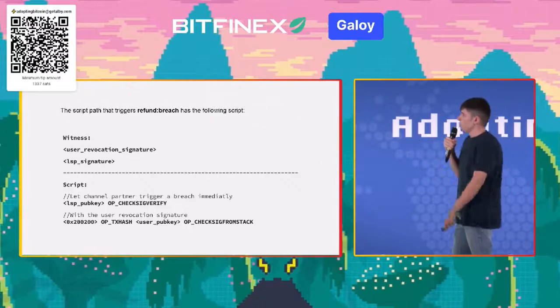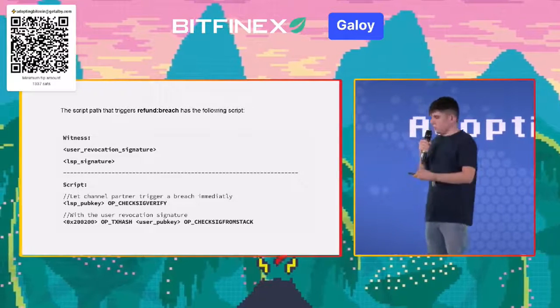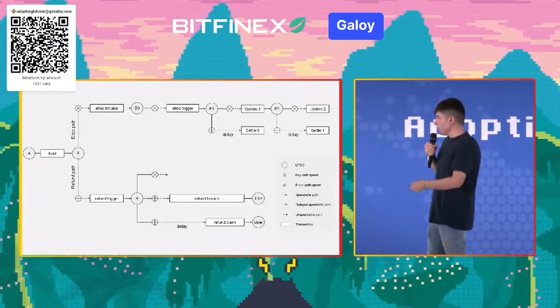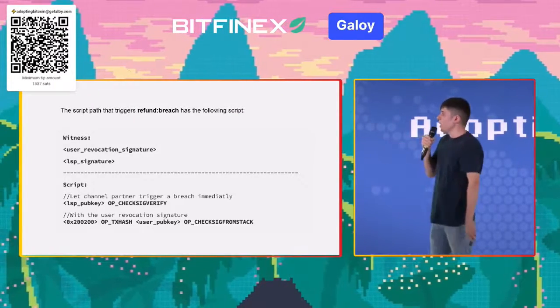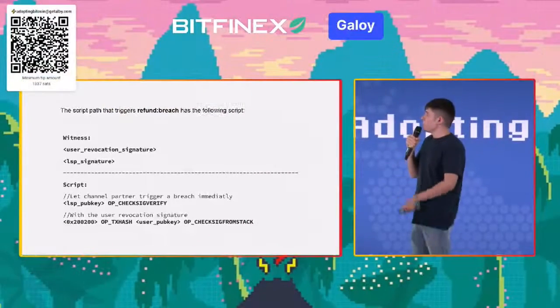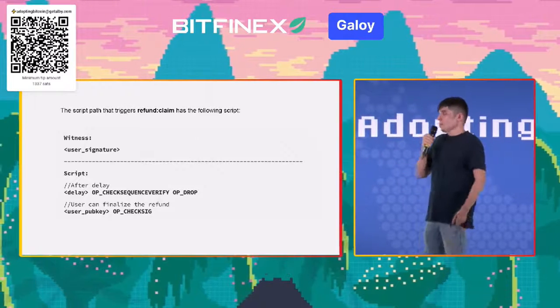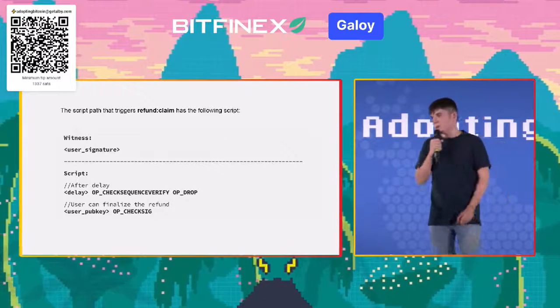So for the refund breach, with the revocation message, which is basically the transaction outpoint, our outpoint is the revocation. By inspecting the outpoint with TXHASH flag 20020 and with the LSP, actually it should be the LSP pubkey with CHECKSIGFROMSTACK, which is another soft fork, another opcode, my channel partner can take all funds immediately. And after a certain delay, I, as a user, can claim my funds.